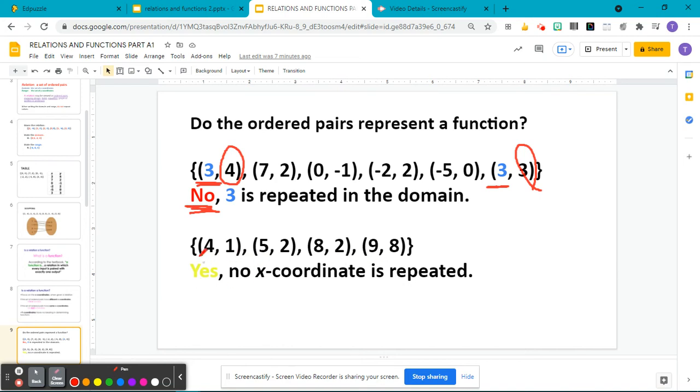Take a look at this one. My x value is a 4. My x value is a 5. My x value is a 8. My x value is a 9. My x value did not repeat, so yes, it is a function. Yes, it is a function.